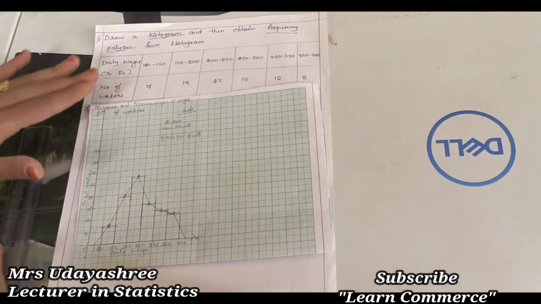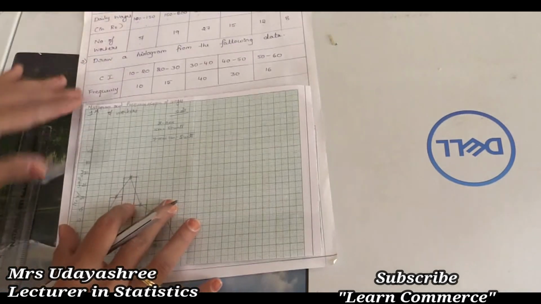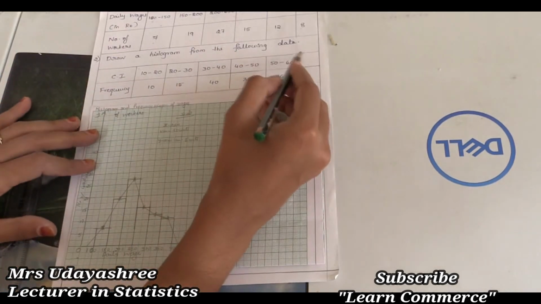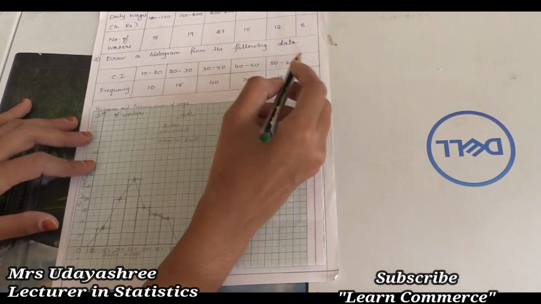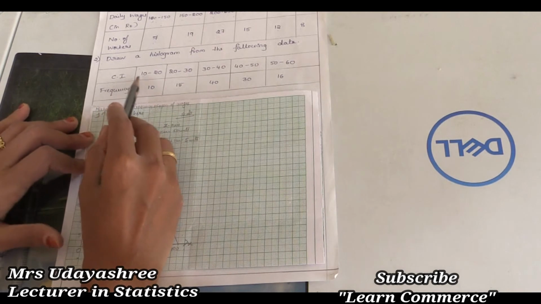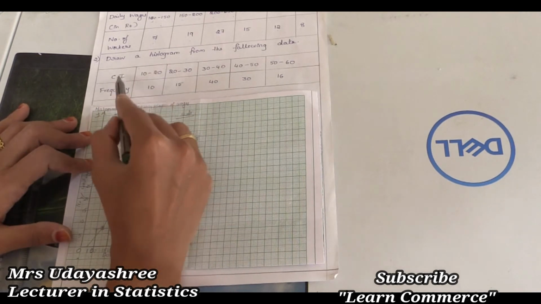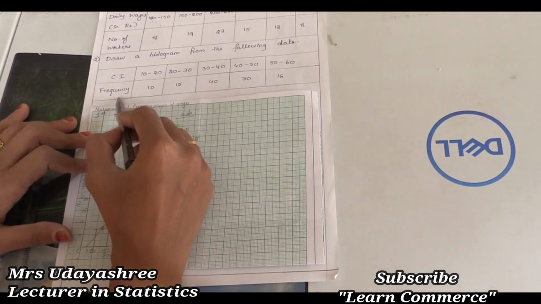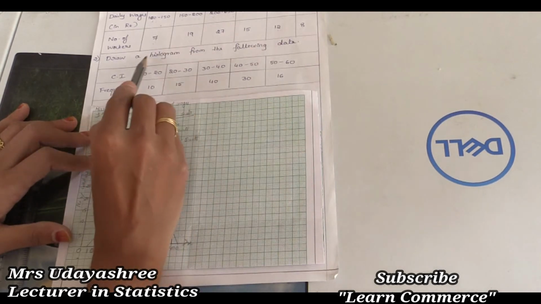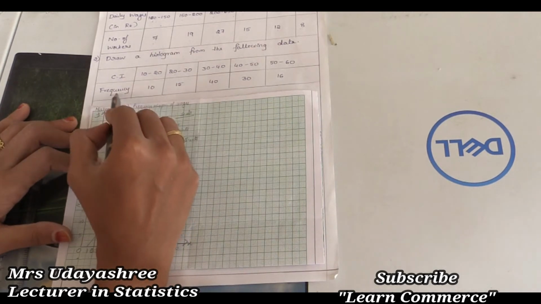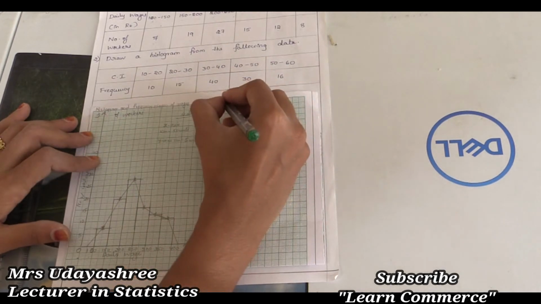Okay, next move to problem number 2, that is draw a histogram from the following data. So here we need to construct histogram only. Here given informations are class interval and frequency. So here suitable title is histogram of frequency distribution. That title I will write here.